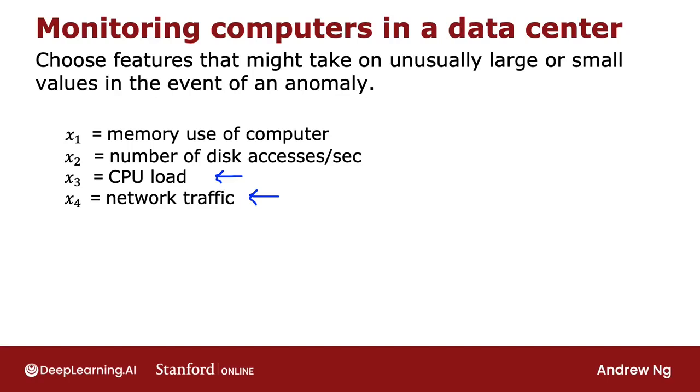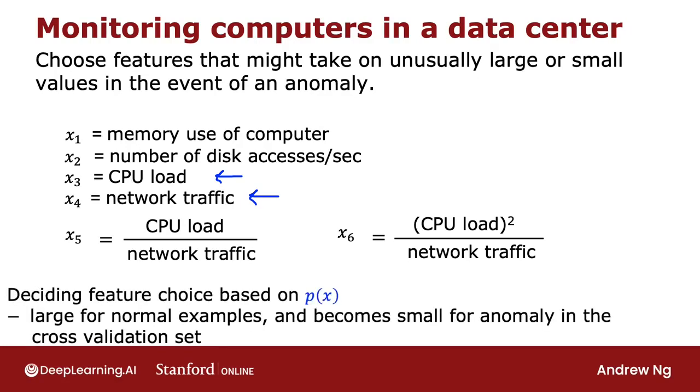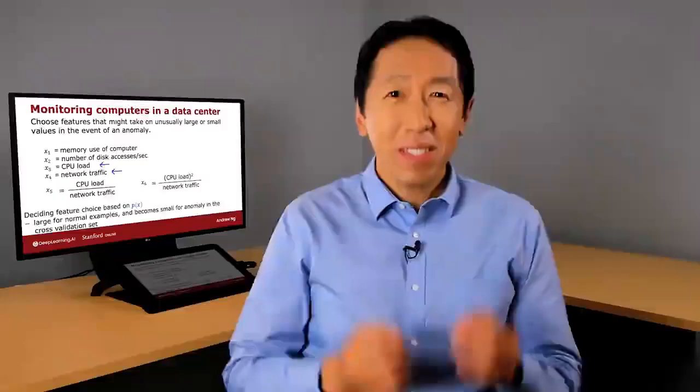In that case, you might create a new feature X5, which is the ratio of CPU load to network traffic. And this new feature would help the anomaly detection algorithm flag future examples like the specific machine you may be seeing as anomalous. Or you can also consider other features like the square of the CPU load divided by the network traffic volume. And you can play around with different choices of these features in order to get it so that P of X is still large for the normal examples, but becomes small for the anomalies in your cross-validation set.